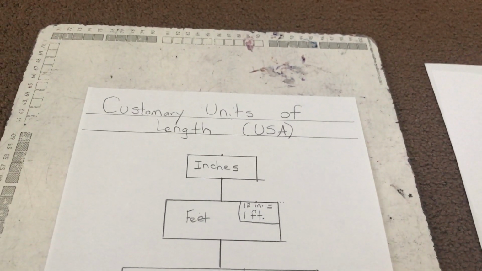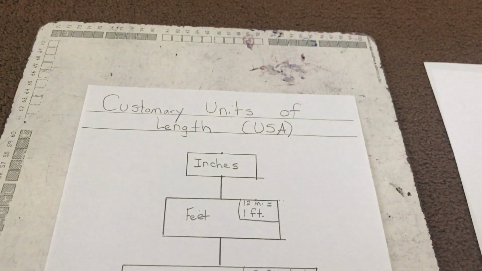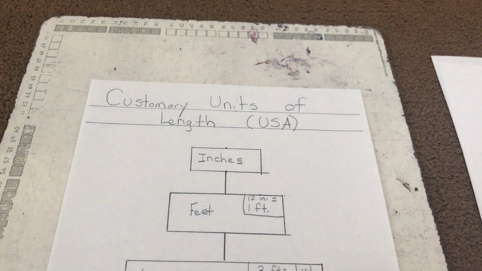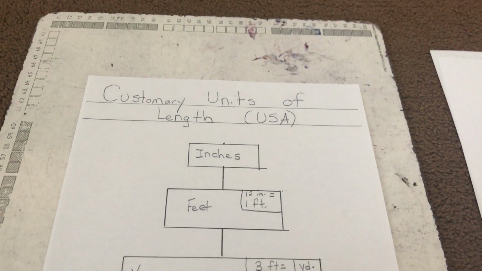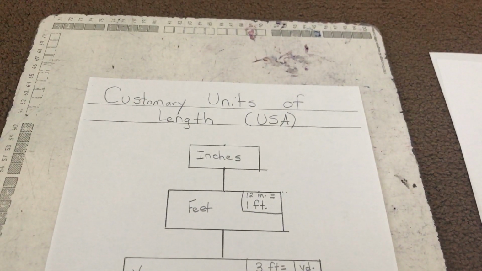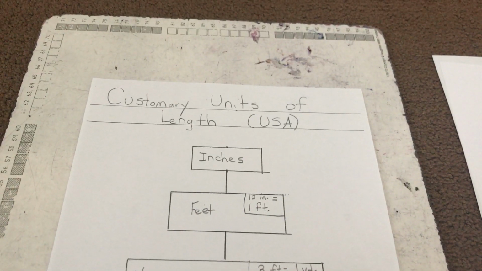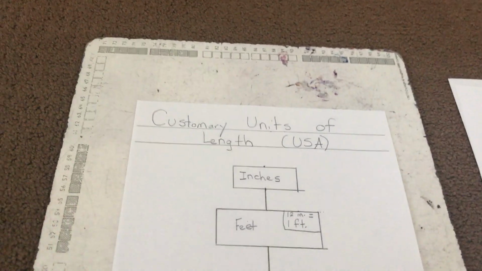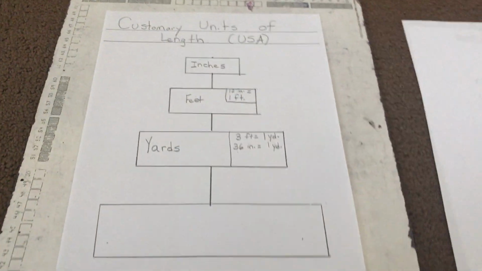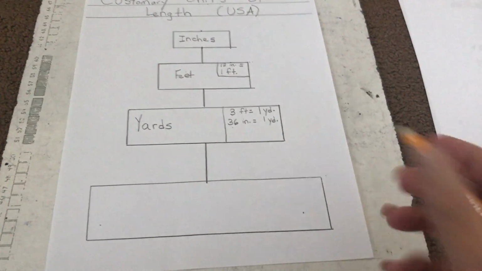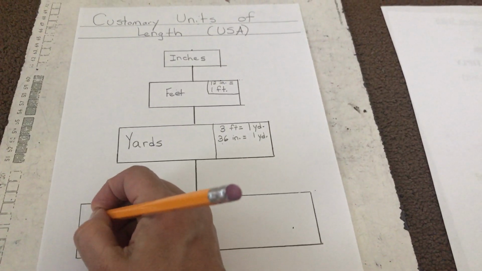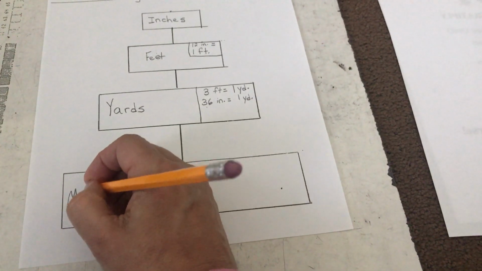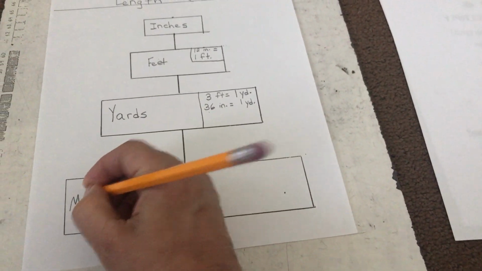So there's 36 inches in 1 yard because if there's 3 feet in a yard, you'd have to convert 3 times how many inches in a foot? You got it, 12. So 3 times 12 is 36. Last but not least, there's one more measurement to measure length. Do you know what it is? You got it, miles. So you're writing miles.